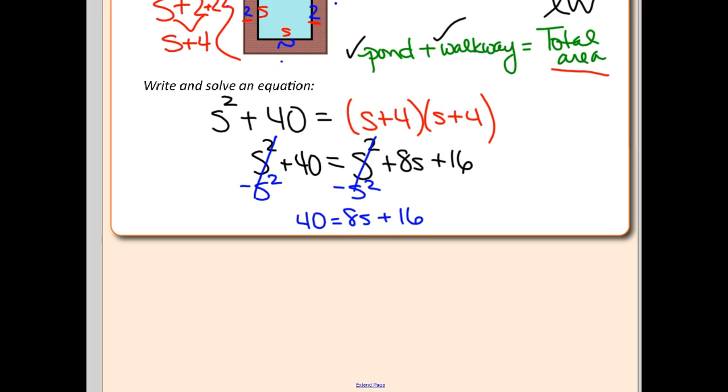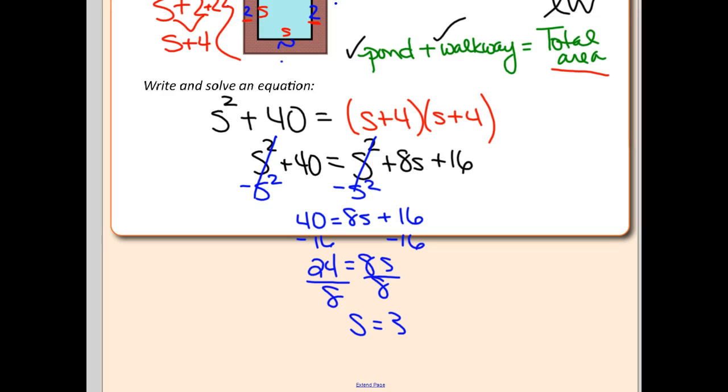Who's my floater? Yeah, we're going to subtract 16 from both sides. And when I do that, we have 24 equals 8S. And if we divide both sides by 8, what does S equal? Yeah, S equals 3. All right, we finally looked at our picture, made our equation, found S.